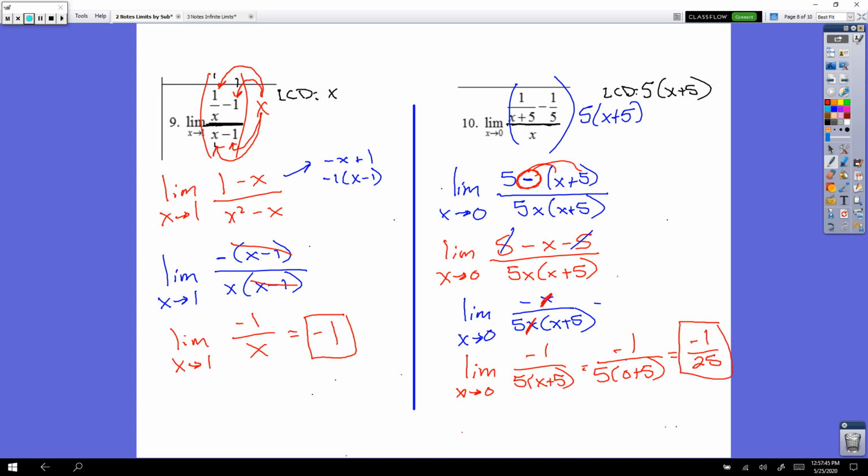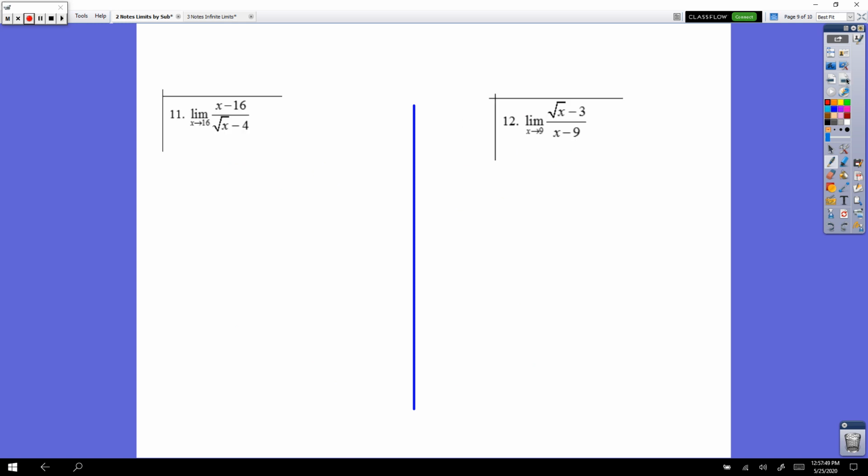All right, so that's dealing with complex fractions. Now the last two problems, we're going to look at what happens when I have roots. So looking at number 11, the limit as x approaches 16 of x minus 16 over the square root of x minus 4. Plugging in 16 initially to the denominator, the square root of 16 would be 4 minus 4, which would give me 0. So I can't just substitute.